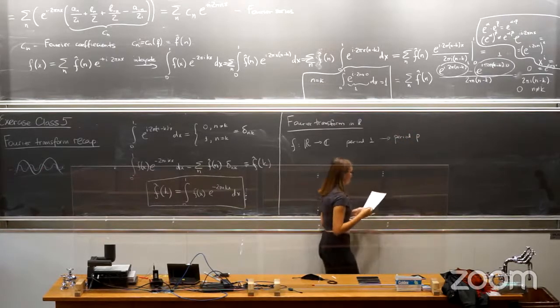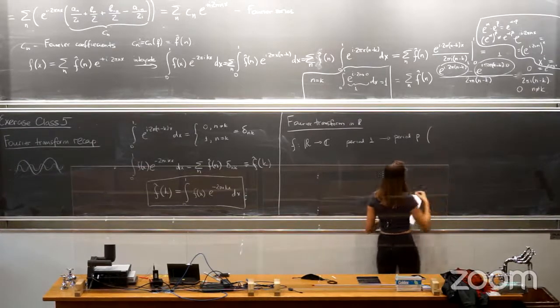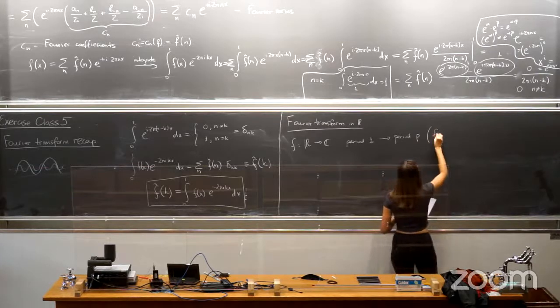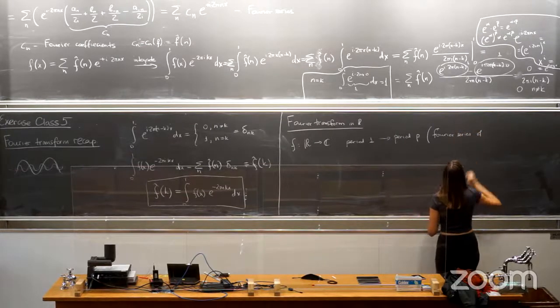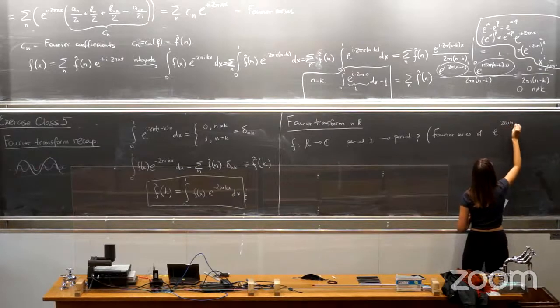You can in principle try to do it yourself, but what you will get is that these functions can be written as a Fourier series of e to the power 2 pi i n over p x.